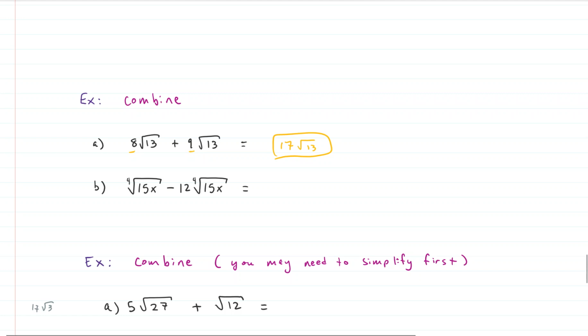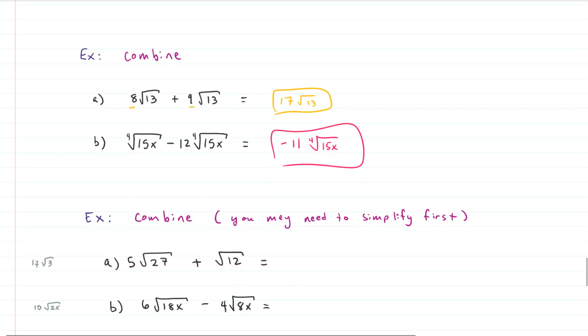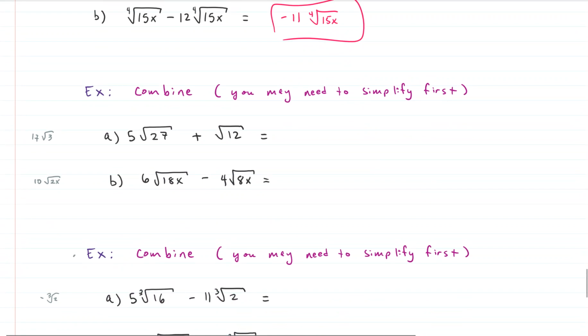Well, we're kind of in the hole, aren't we? We have 15x in the 4th root, so they're the same radical. And if we have 1 minus 12, we get negative 11. And we still have the 4th root of 15x. Let's combine some others. We may need to simplify these first. That's something you should look at, and I'm sure you'll see that if you're doing homework problems like this.